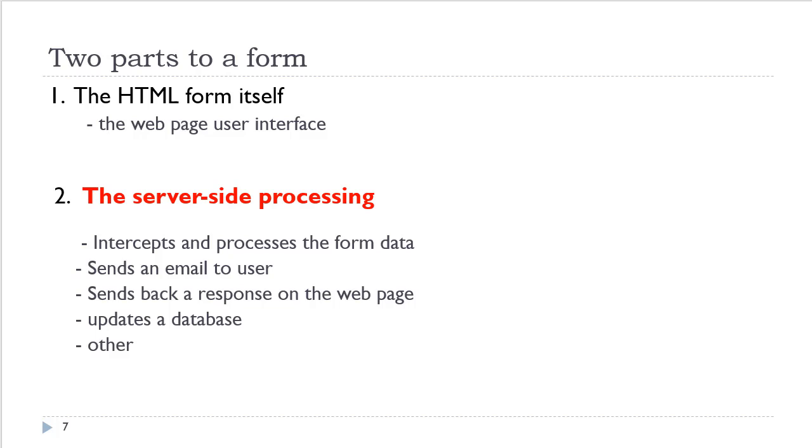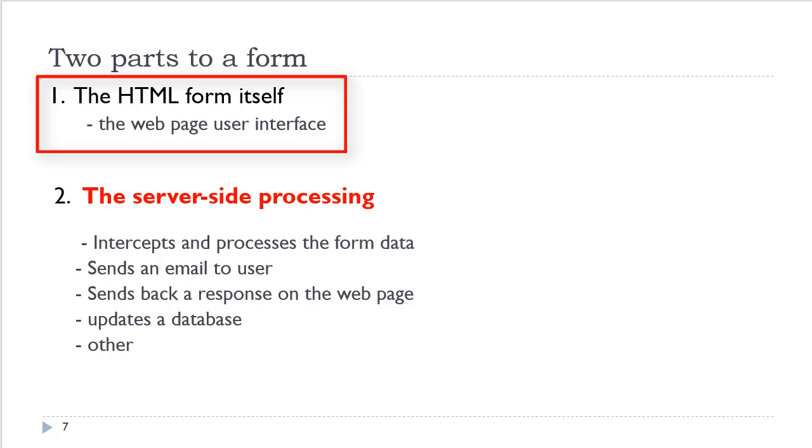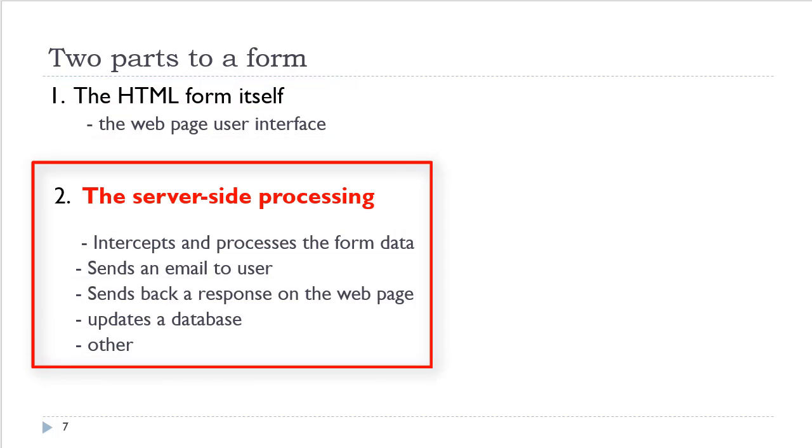So there are essentially two parts to a form. The first part is just the HTML layout, the elements. The second part is the processing. That has to be done on a server using a server technology. JavaScript cannot process the data in a web page outside of displaying it back on the page as we have been doing so far. The server processing will intercept or receive the data and process it.